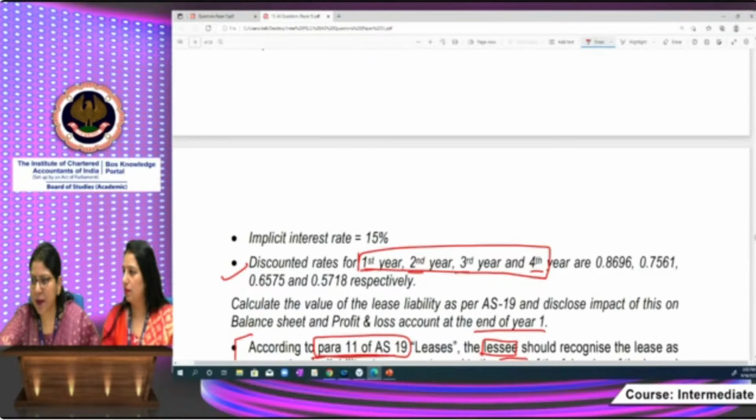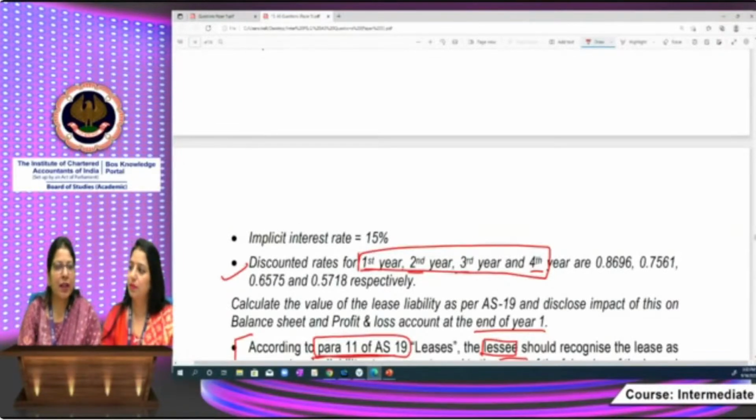Revati is asking, ma'am, I had attended yesterday's session. I believe we stopped segment reporting. No, we did not stop segment reporting. We completed AS 18 and we solved the question also, where there were 4 enterprises. You can refer to the recorded lecture. In case you find any difficulty to understand the concept, you can contact us.